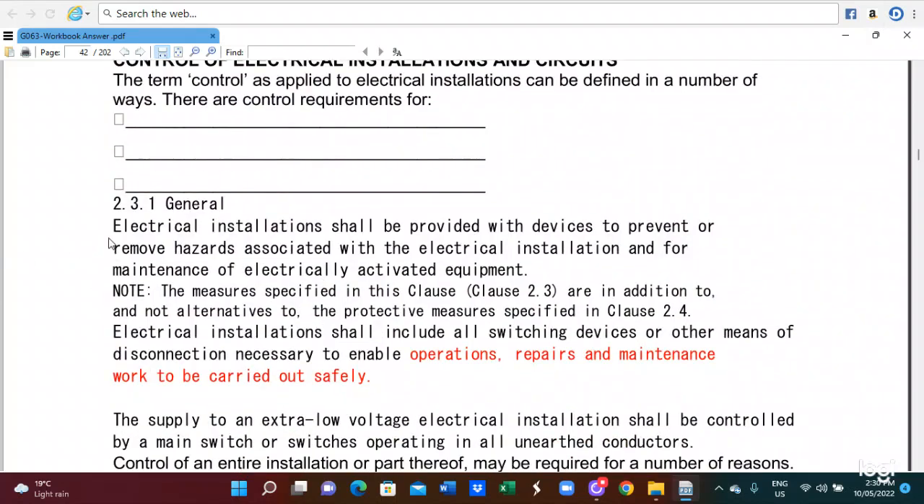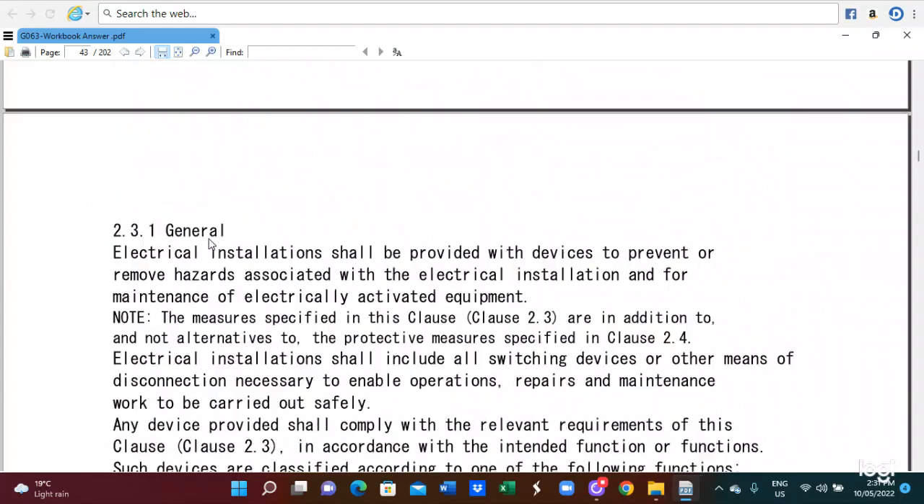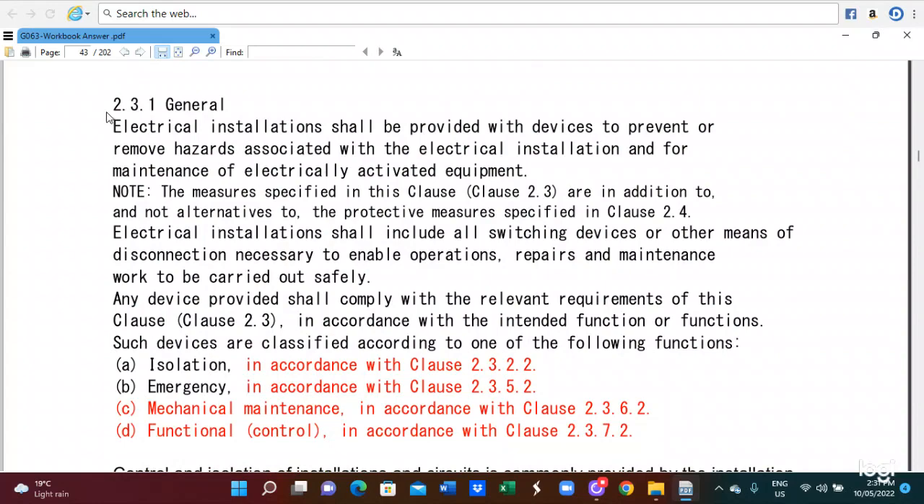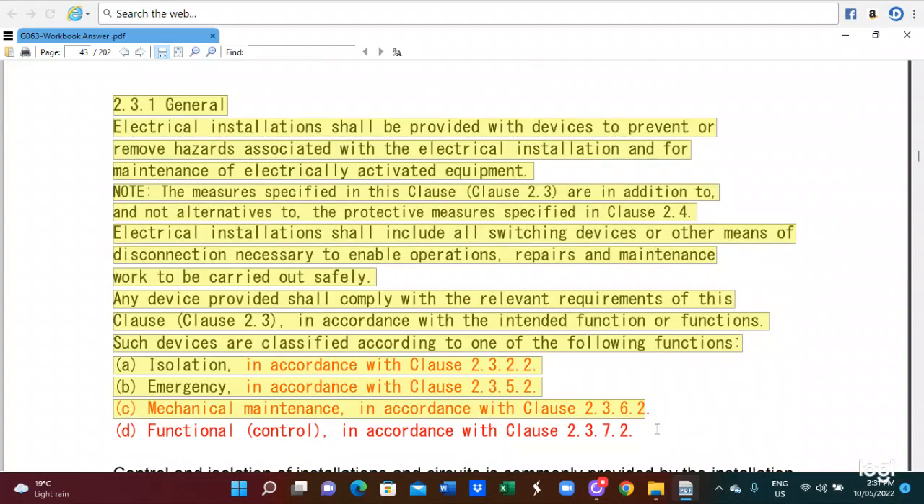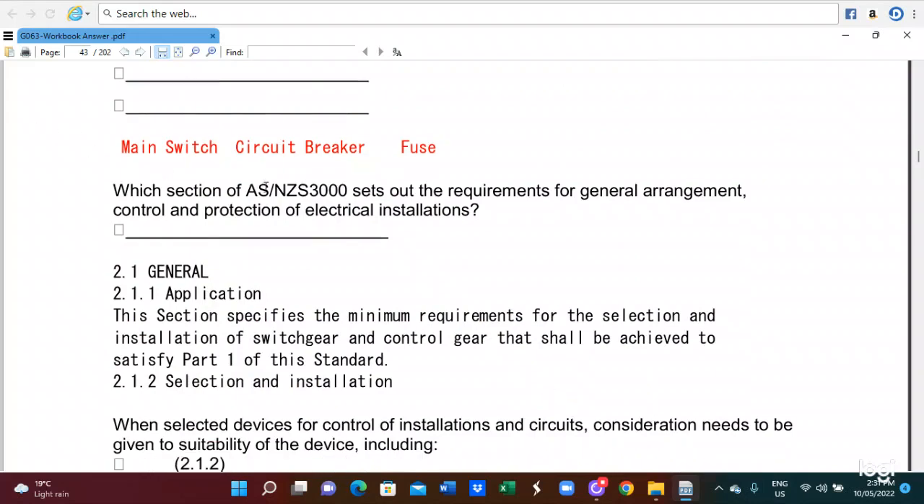And also we have to read through 2.3.1 of the EL3000. Electrical installations shall be provided with devices to prevent or remove hazards associated with the electrical installation, for the maintenance of electrically activated equipment. So you have to read 2.3.1 of the EL3000. And also, which section of EL3000 sets out the requirements for the general arrangement?